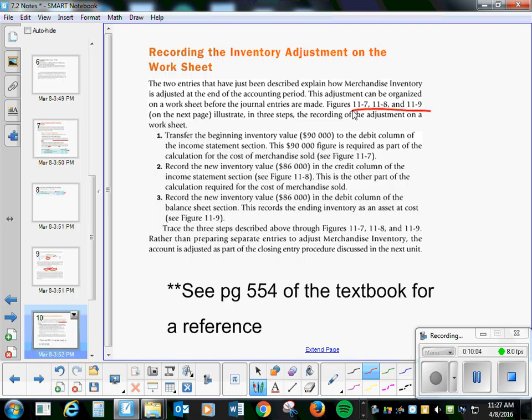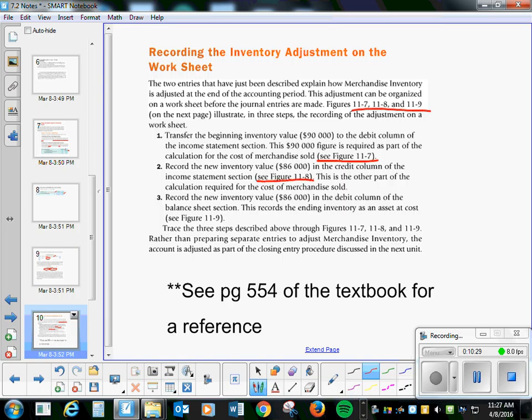There's 3 steps. Transfer the beginning inventory value of $90,000 to the debit column of the income statement section. This $90,000 figure is required as part of the calculation for the cost of merchandise. And if you look, it's right there. Record the new inventory value, $86,000, in the credit column of the income statement. And if you look at figure 11.8, it'll show it to you there.